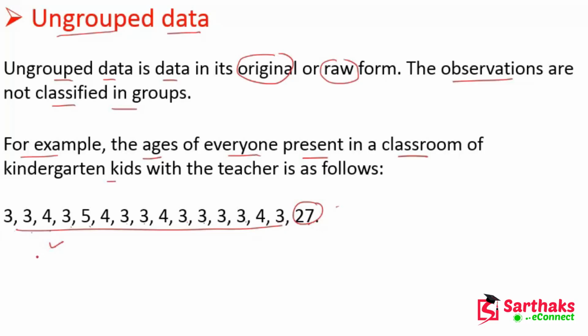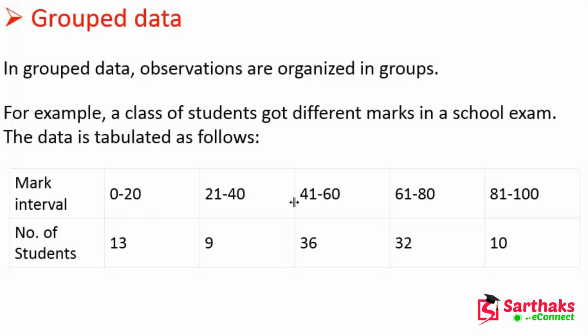You can see that here is the data set. This is small, so this is easy to understand. Now if the data is large, then we have to group it. So this is called the grouped data. In grouped data, observations are organized in groups.